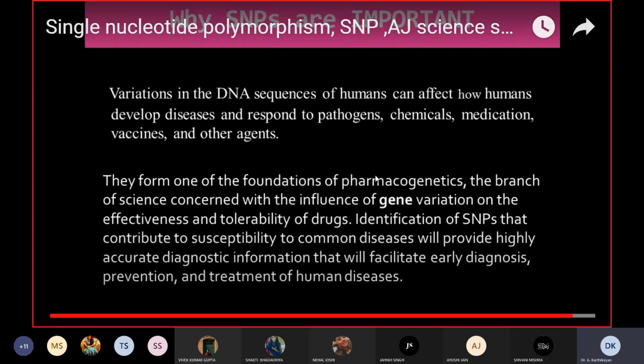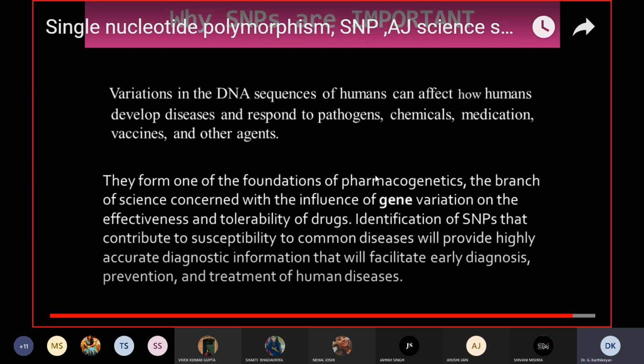There is a new branch of medicine, or rather pharmacy, called pharmacogenomics, right? Based on your sequence, how do you respond to medicines? Along with personal genomics, your sequence will also tell you how you are going to respond to a medicine.